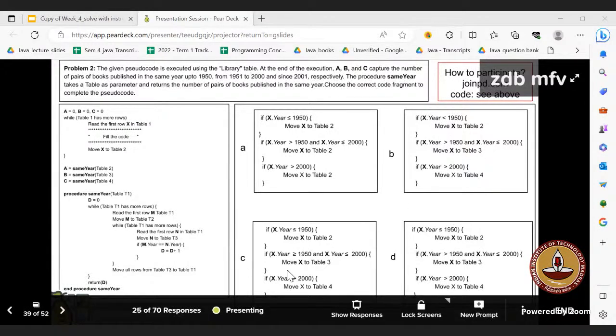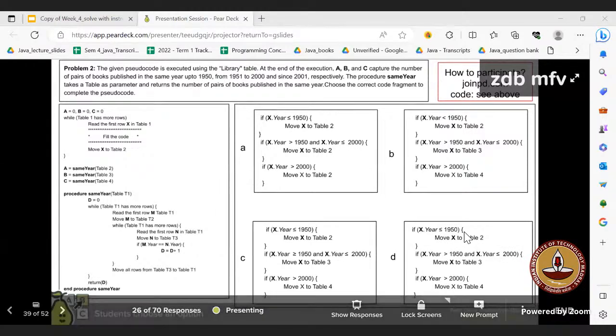Ma'am, option C. Ma'am, option D, I guess. Because less than or equal to should be the case. Yeah, option D is correct, since it has X dot year greater than.